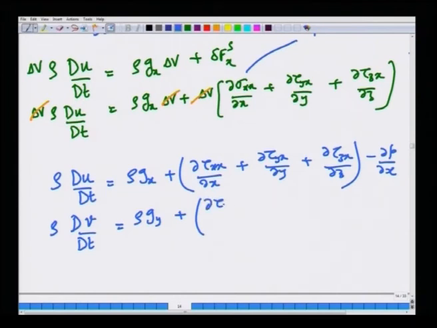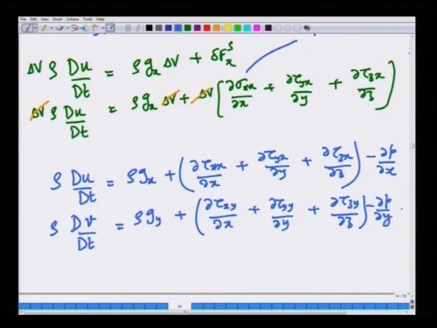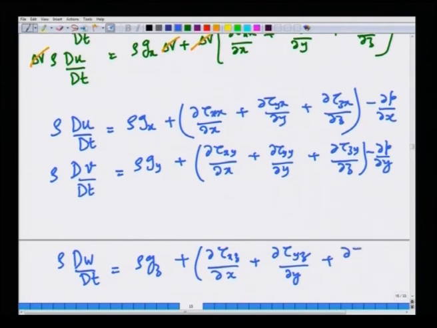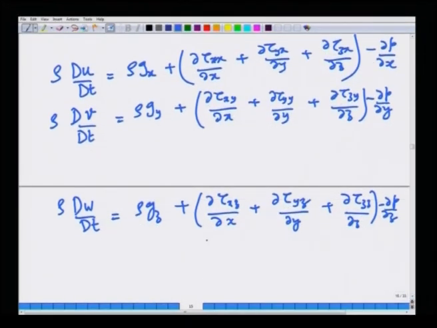Now, I am splitting the normal stress into pressure plus normal viscous stress. Then the z component of the differential momentum balance. So, this completes the derivation of the differential momentum balance. These are called the Cauchy stress balances or the Cauchy momentum equations.